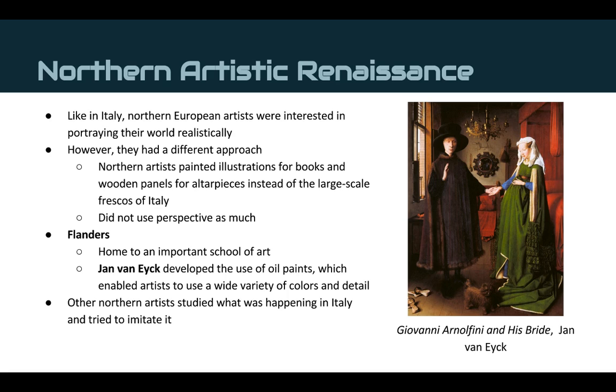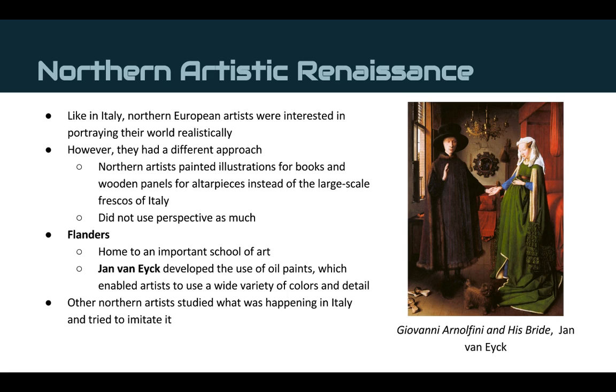Instead of huge frescoes on walls like the pictures you've seen from the Sistine Chapel, which Michelangelo painted, we're going to see Northern artists painting illustrations for books or painting wooden panels for altarpieces instead of large-scale art. They didn't use perspective as much, but people like Jan van Eyck, who painted this image, were interested in portraying it just kind of as the eye would see it. So there is perspective in the painting, but it wasn't quite as rigid as what we see in Italy.